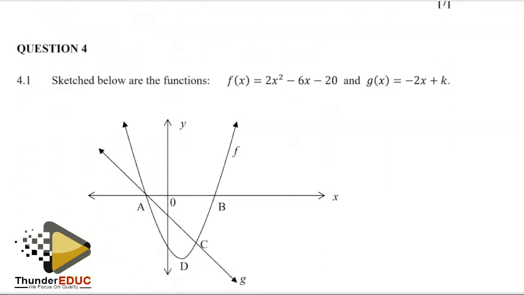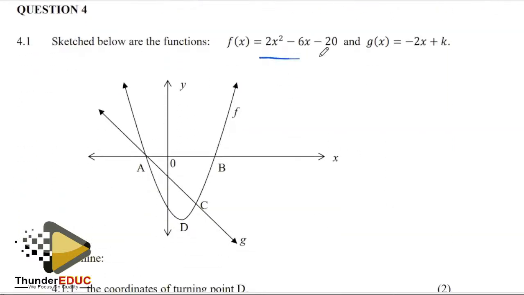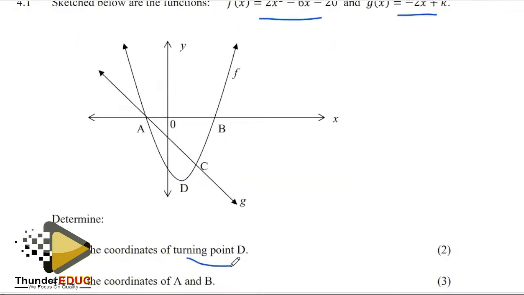And then question number 4. We have now a parabola and then a straight line. So use them to determine what you need to get. Then one other thing I need to really emphasize, let's say the turning point of D. So turning point, you know what to do. Axis of symmetry, right? x is equal to negative b over 2a. We need to remember that as well.